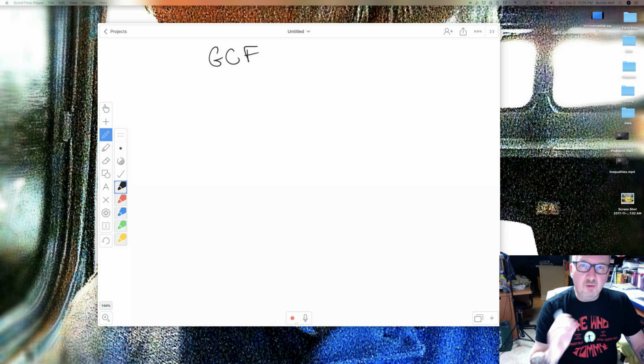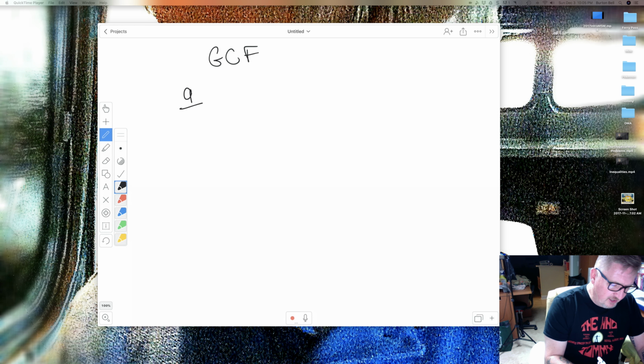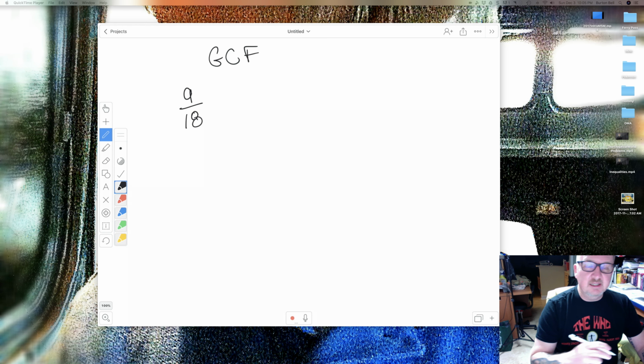All right, GCF, greatest common factor, to simplify fractions. Some of y'all probably already know how to do this, but I'm going to go over it again just to make sure we're all on the same page. If I have the fraction 9 over 18, I want to simplify this. I don't necessarily want to mess with a fraction that can still be simplified. The best way to figure out how to simplify a fraction is to use greatest common factor.